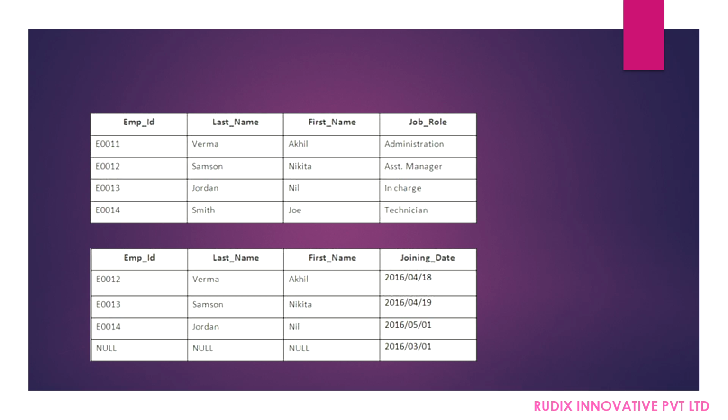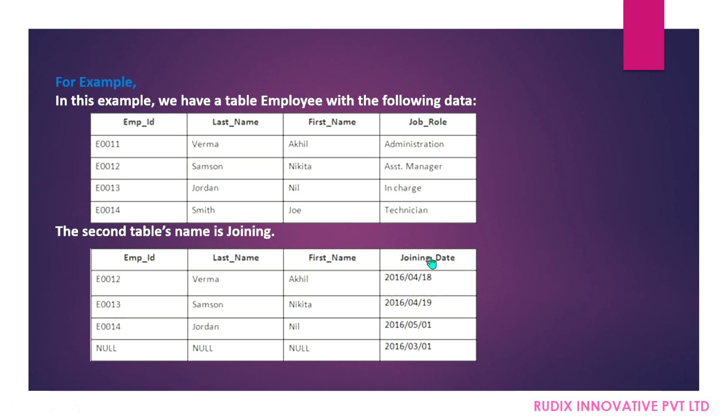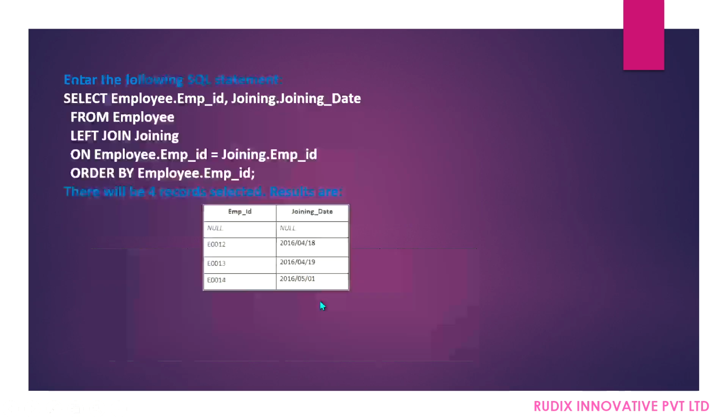Here, in both the tables we have matching columns: employee ID, last name, first name. You have seen this. The job role and joining date column names are different. In this example we have a table employee with the following data. The second table is joining. So enter the following SQL statement. There are four records selected.